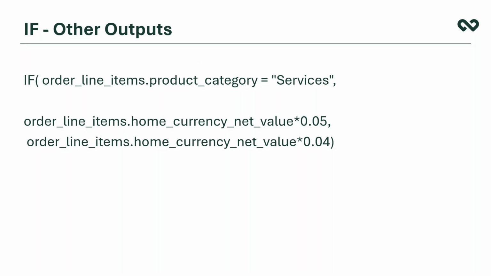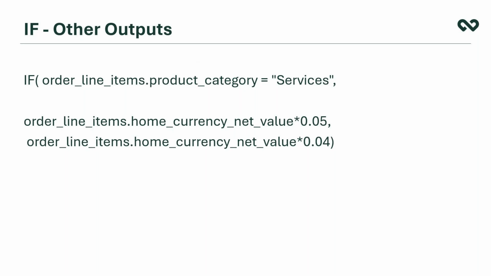So this formula is looking at the line item product category and says if it is services, then to bring back the value of the line item home currency net value and times that by 0.05 if it's true, and if it's false, then to bring back the net value and multiply it by 0.04.